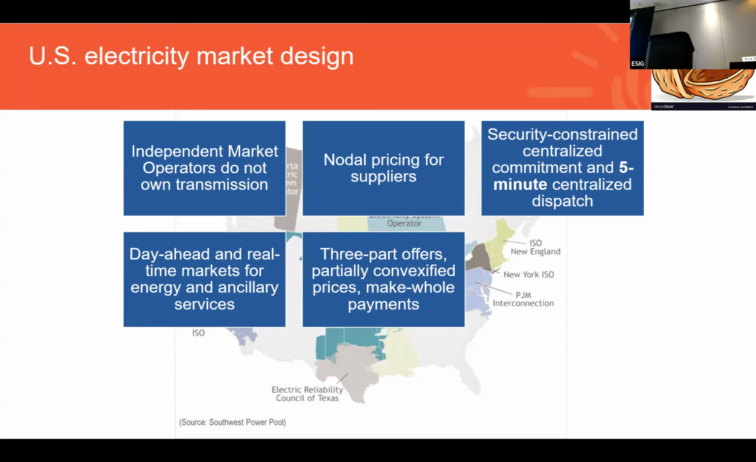And they all have make-whole payments. So make-whole payments, if you did not receive sufficient revenue to do what the ISO has directed you to do, there are various make-whole payments to cover those operational costs.